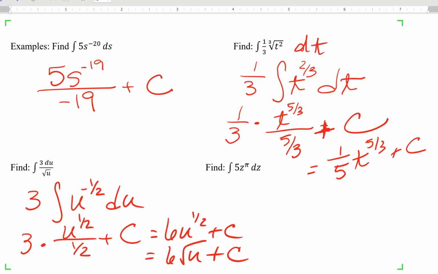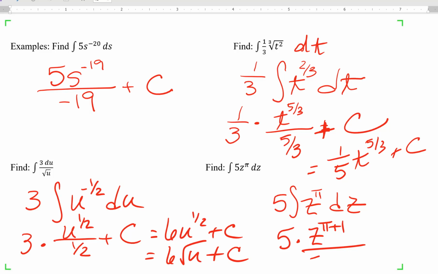All right, and then I have this last one, 5z to the pi dz. It looks really complicated, but it's not. You just move the 5 outside the integral, and then you've got z to the pi dz, and then you just add 1 to the exponent, pi plus 1, and then divide by the exponent plus 1, which is also pi plus 1, and then plus c. It's never going to look good no matter what you do, so just write 5z to the pi plus 1 over pi plus 1 plus c.